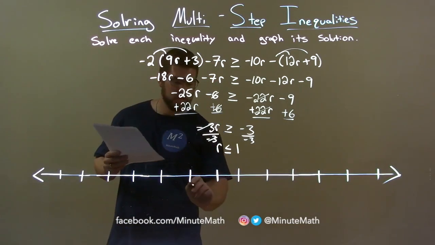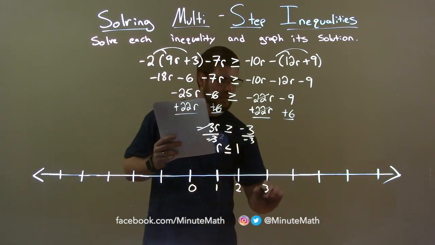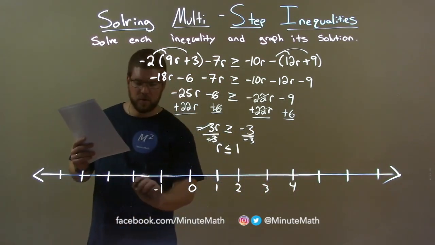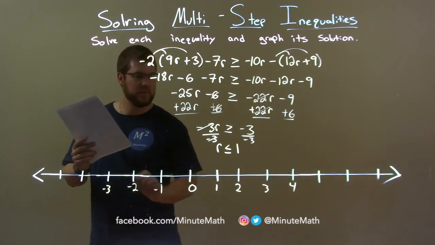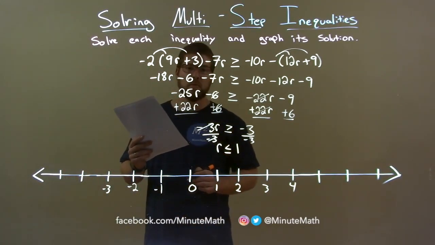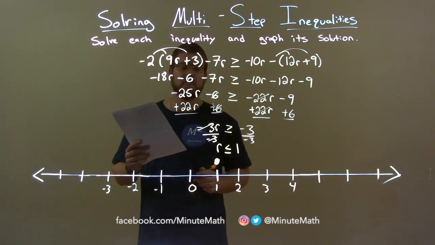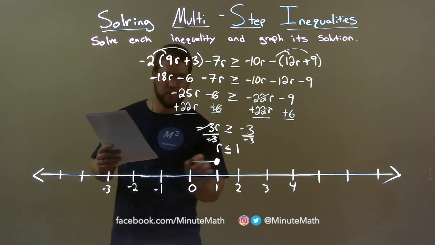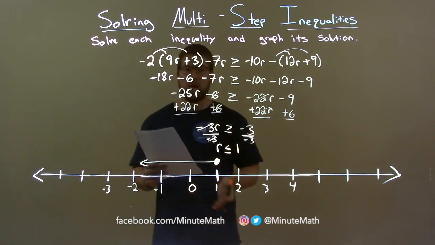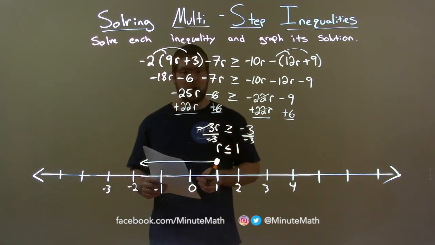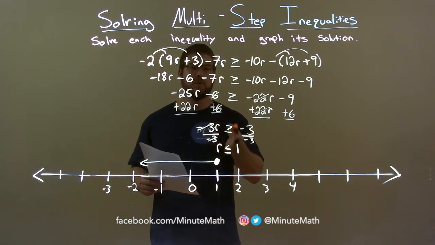Now let's graph. 0, 1, 2, 3, 4, negative 1, negative 2, negative 3. R can equal 1, so we have a closed circle here at 1. R is less than 1, so the arrow goes to the left, and there we have it. Our graph matches our final answer. R is less than or equal to 1.